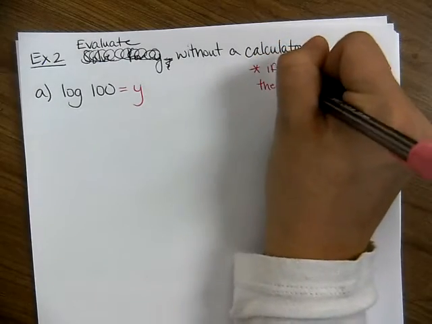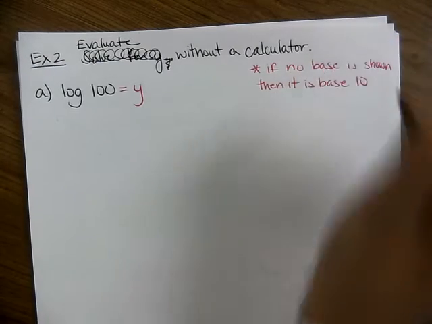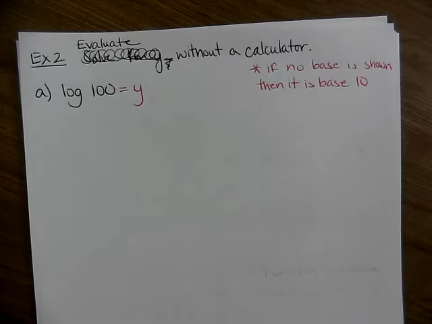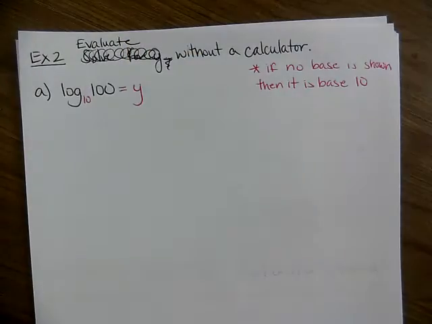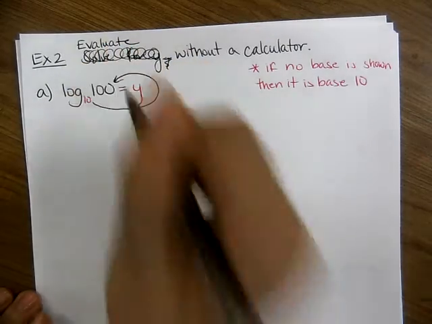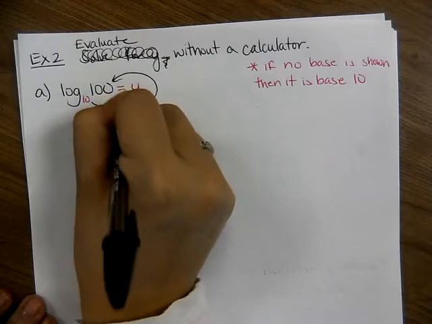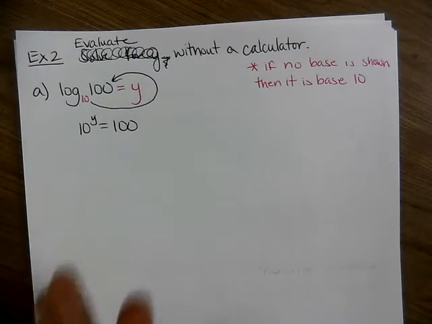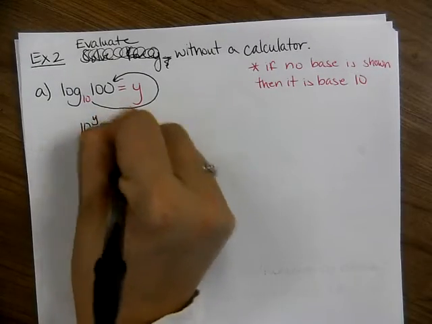So if no base is shown, then it is base 10. And base 10 is just called the common base. Okay, so that means we really have a 10 right here as well. Okay? So now, in order to solve this or evaluate it without the calculator, I'm going to change it to exponential form. So I'm going to get 10 to the y equals 100. Based on that, what's y? 2. So y equals 2.